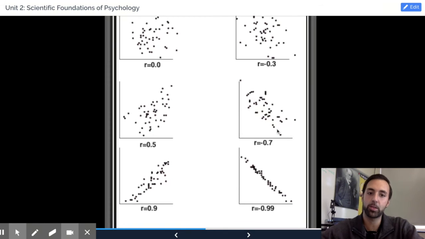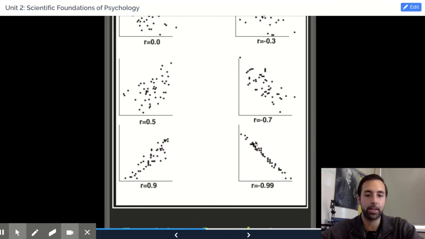Negative 0.7, that's a little bit stronger. You notice that downward slope. Negative 0.99 is almost a perfectly straight line. So that individual value that you were provided correlates to a scatter plot. And you can clearly see that this one, with a correlation very close to negative 1, is almost a perfect downward slope, a perfect line.